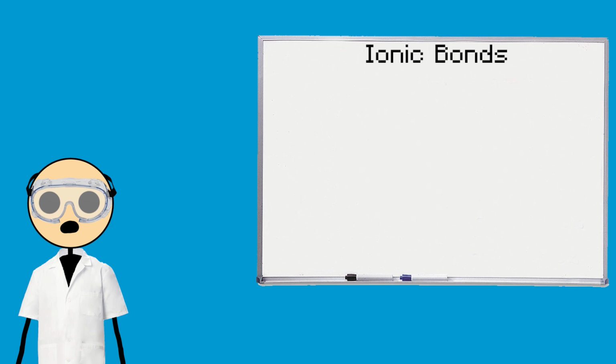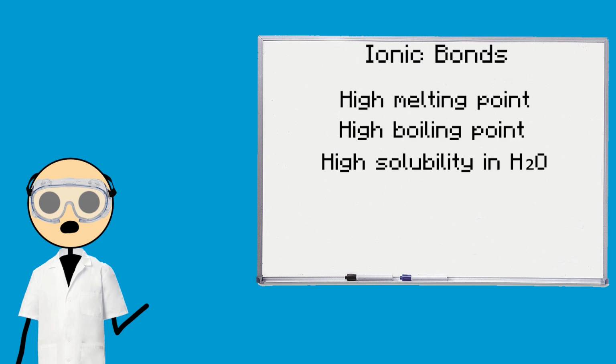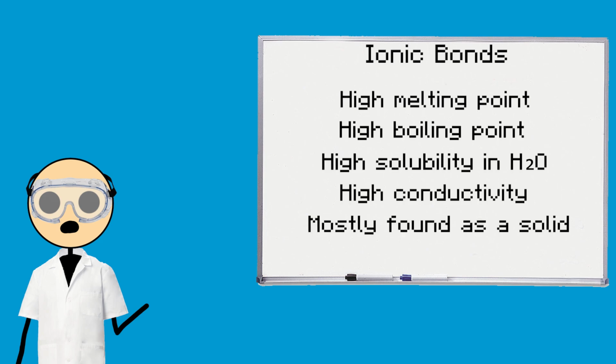The physical properties of ionic compounds are high melting point and boiling point, high solubility in H2O, high conductivity, and it's mostly found as a solid.